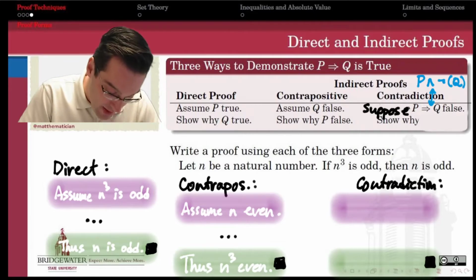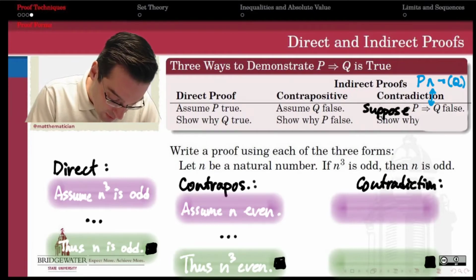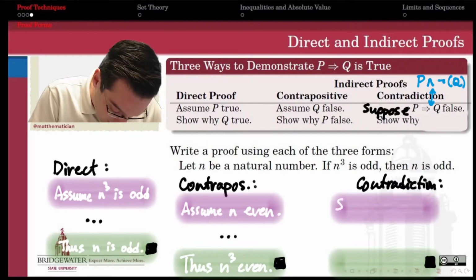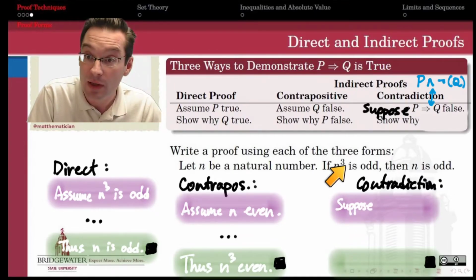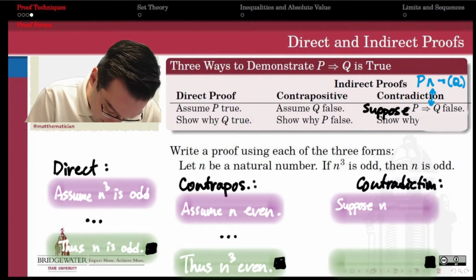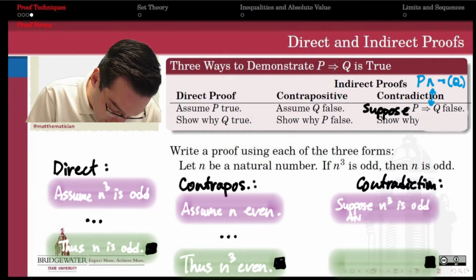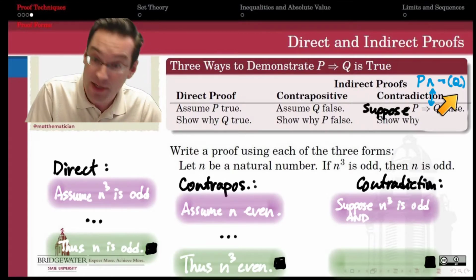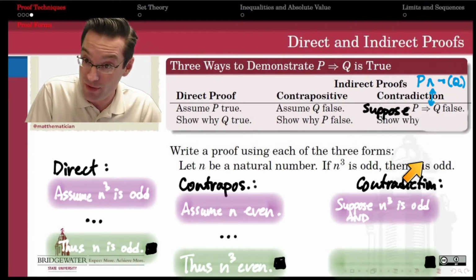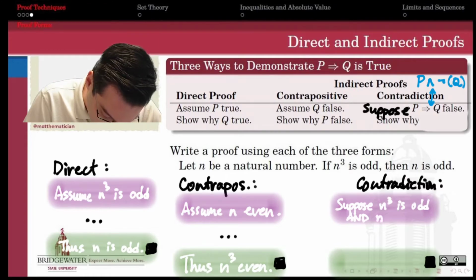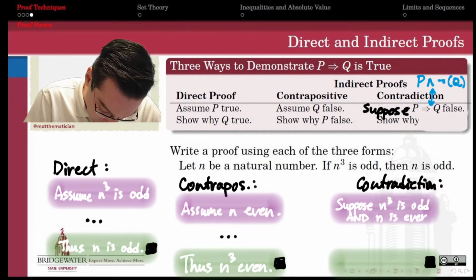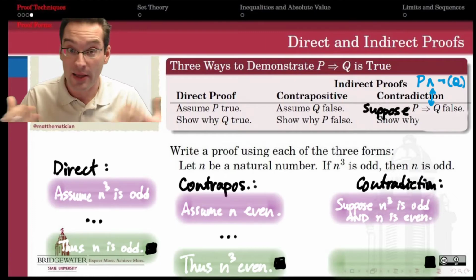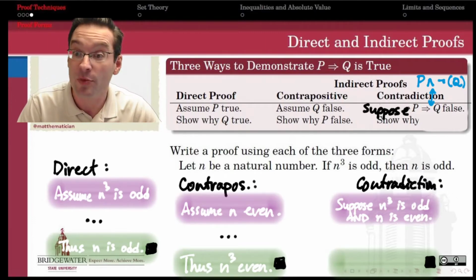One of the nice things about that is it gives you more material to work with as the proof author. So you'll say something like, suppose that my premise is a true statement. So suppose n cubed is odd. But then I also get to suppose a second thing. I get to suppose that my conclusion was false. So n is even. So I get two things that I get to assume are true when I begin a proof by contradiction.